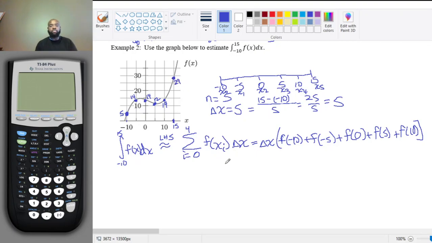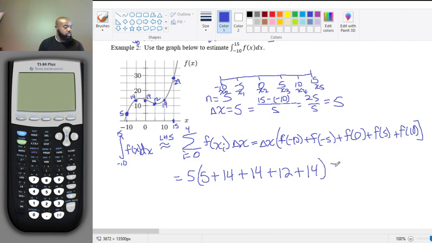All right. And so if my delta x is that, I'm going to come right down here. My delta x is 5. F of negative 10 is that 5. F of negative 5 is 14. F of 0 is 14. F of 5 is 12. And f of 10 is 14. And so when I add those together, I get 295.